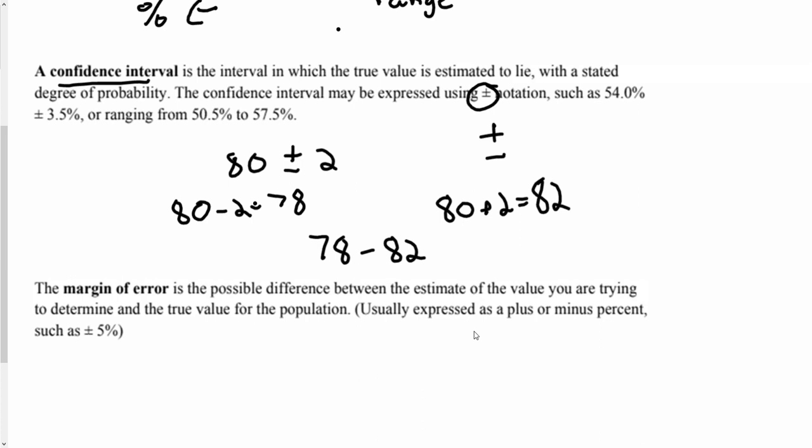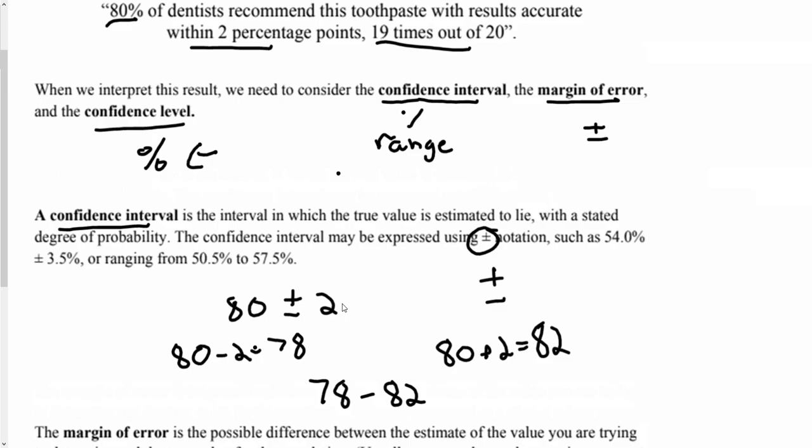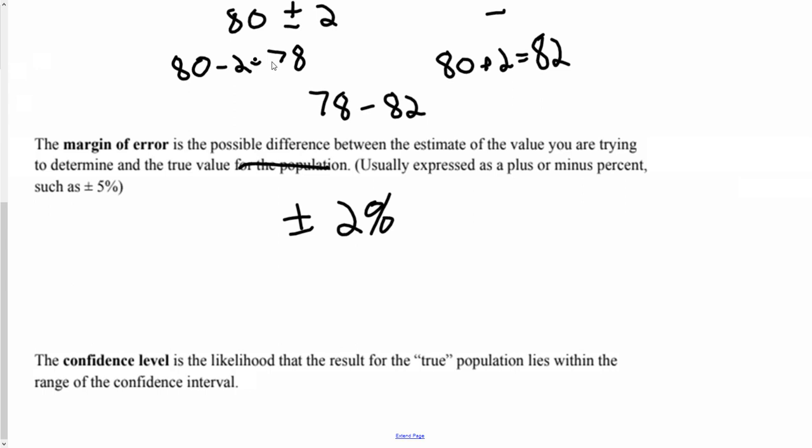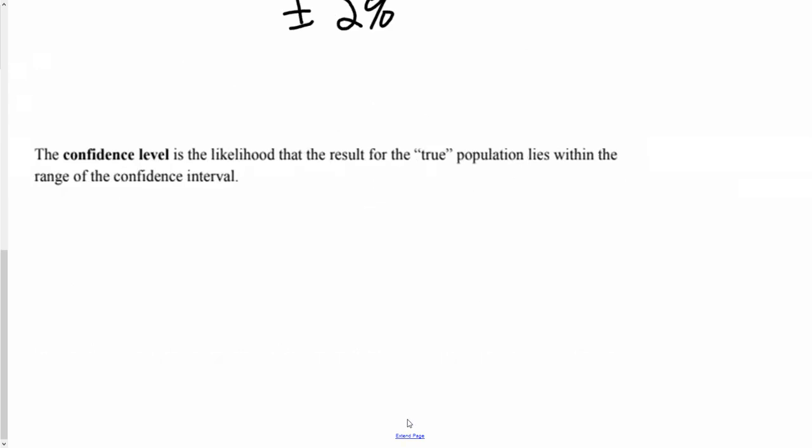All right, so margin of error is the possible difference between the estimate of the value we're trying to determine and the true value for the population, usually expressed as a plus or minus, such as plus or minus 5%. So for our dentist example, our margin of error is plus or minus 2%, 2 percentage points. Usually, there's not a whole lot of units used for margin of error and confidence intervals. It's usually percentages, as we take polls and stuff like that. So don't worry too much about units or anything like that.